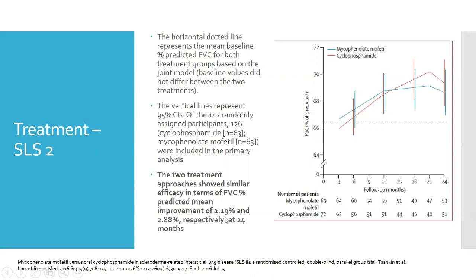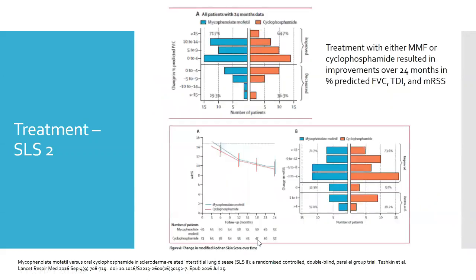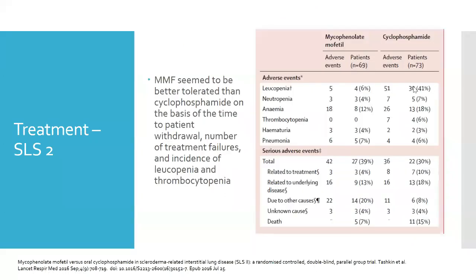So mean improvement was 2.19% versus 2.88% at 24 months. And this also translated into overall improvements in their transitional dyspnea indices and also the modified Rodnan skin score, which is basically a skin thickening score. So not just FVC, but other dyspnea indices and skin thickening scores too.